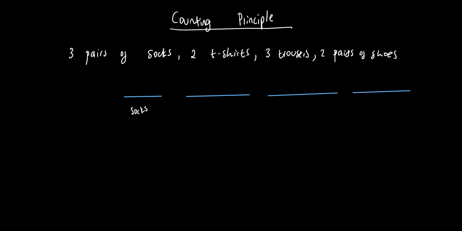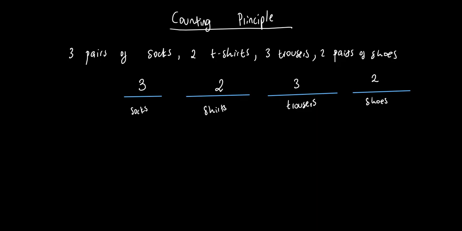Now, how many pairs of socks can I choose to wear? I can choose any of the three. So I have three options for the socks. How many options do I have for the shirts? I have two options for the shirts. How many options do I have for the trousers? I have three. And how many do I have for the pair of shoes? I have two.